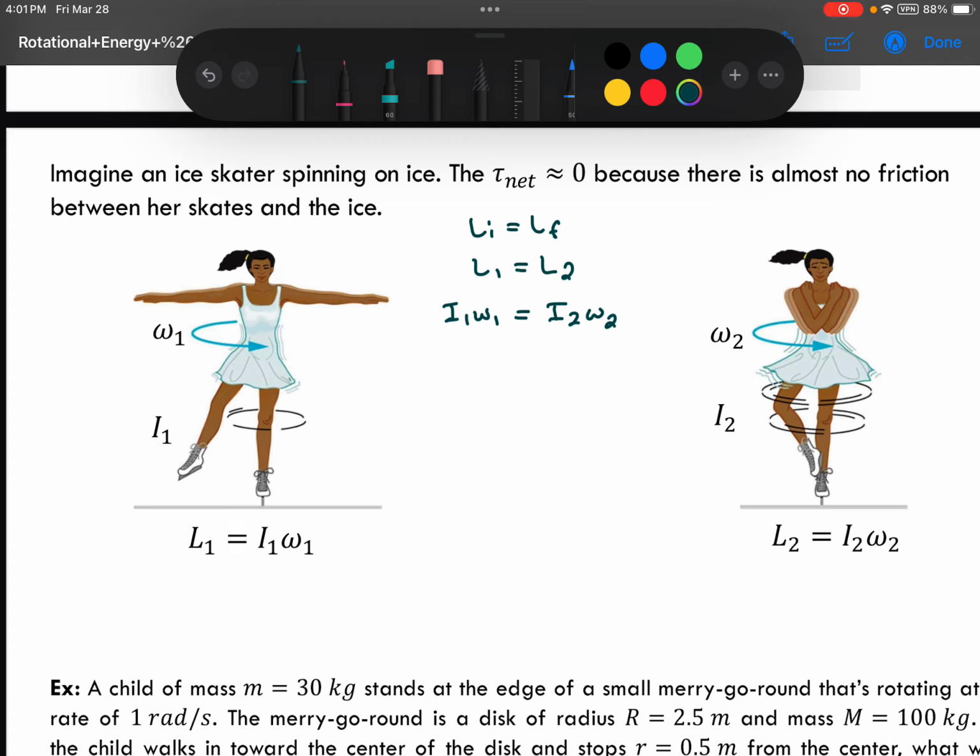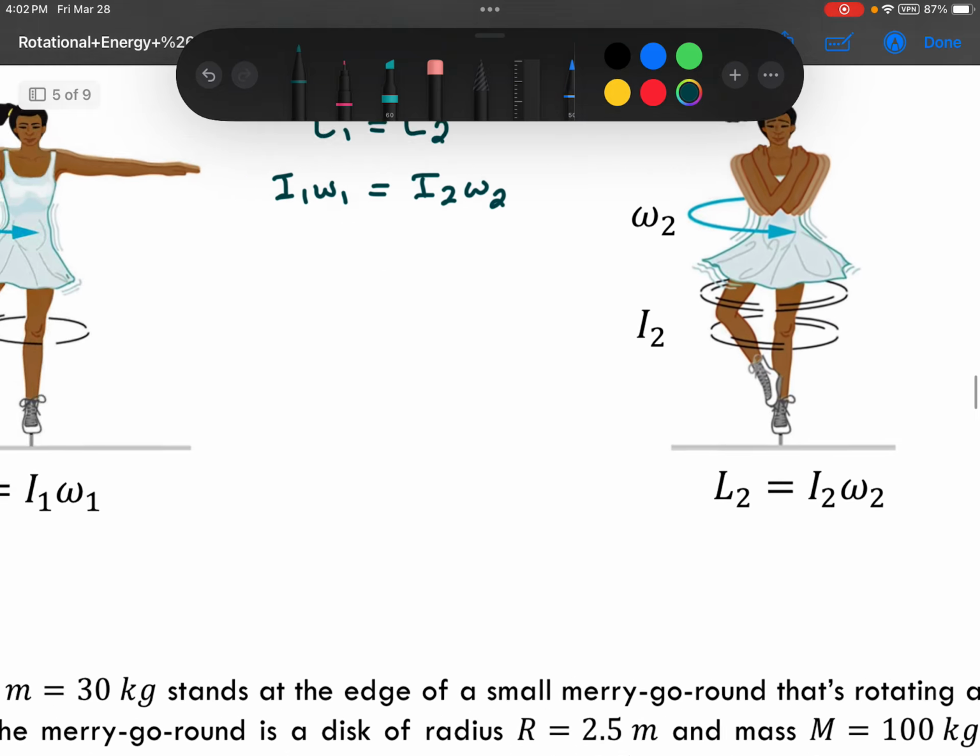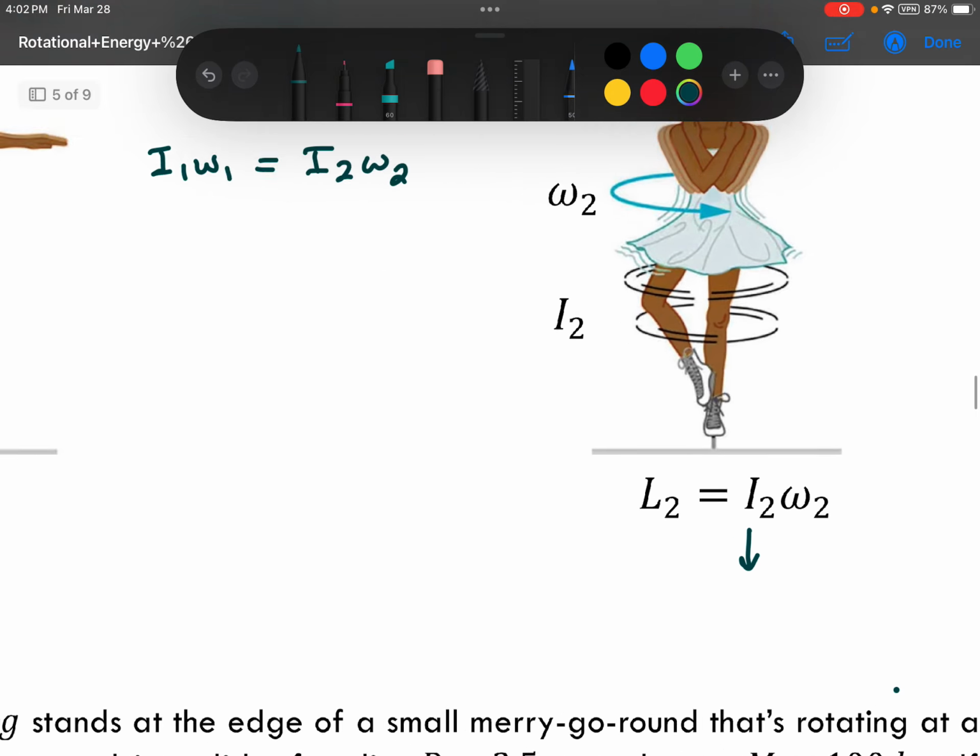And so let's talk about what happens as she's pulling her arms in. Like I was mentioning, remember that I is dependent on how far mass is from the axis of rotation. So if the mass is further away from the axis of rotation, we have a larger value of I. And in this case, since we're going from the left-hand case to the right-hand case, she's pulling her arms in as she spins, which means that the rotational inertia decreases. So over here, I2 is a smaller value than I1.